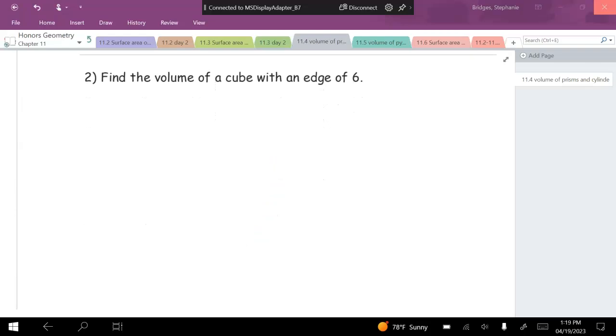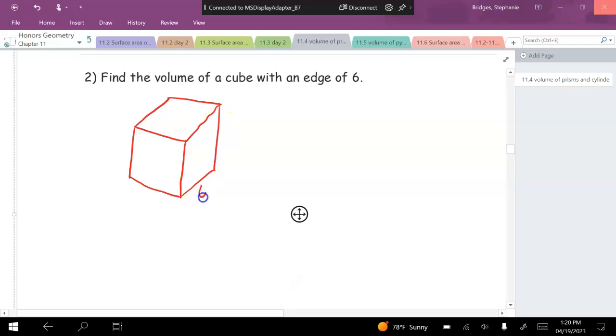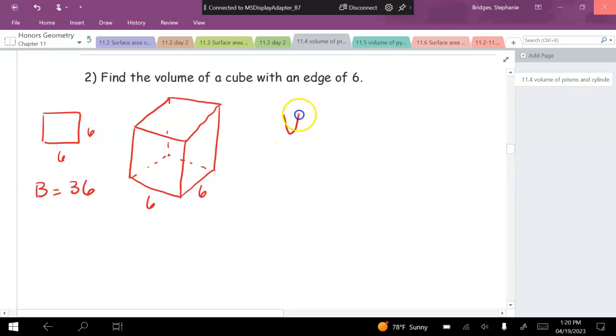Try that. All of the sides are the same, right? Right. And what shape is one face? It's a square. Okay, so even if you want to draw your cube, they're all squares. And if one of them has a length of 6, what do all of them have? A length of 6, right? So if we think about the base of it, it is a square. 6 times 6, so the area of the base is going to be 36. The height is also going to be 6, right?